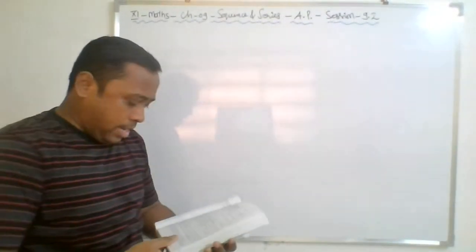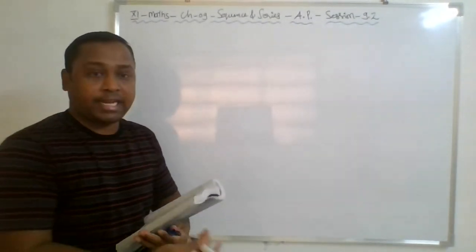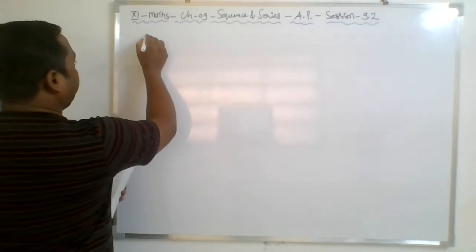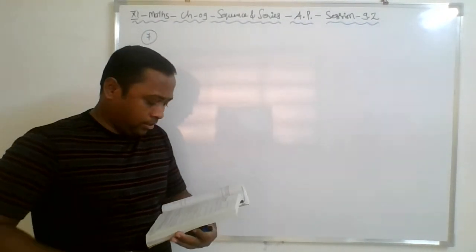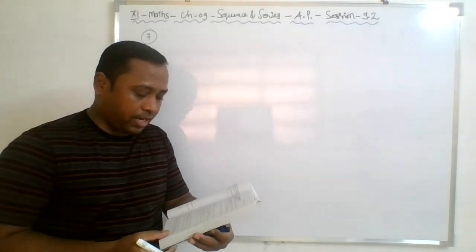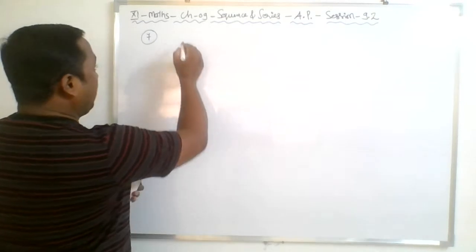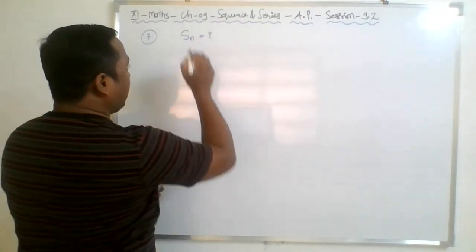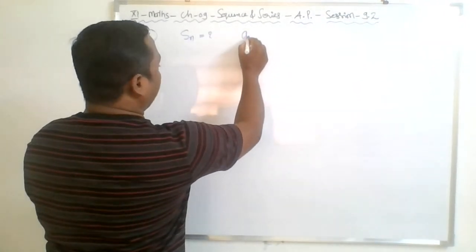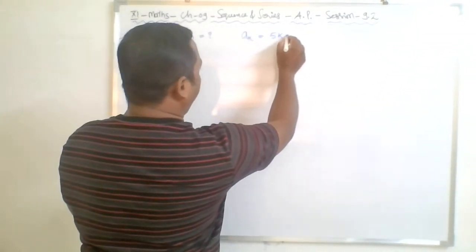So, here I am taking question number 7 from the textbook. Question number 7, right? So, what is given? Find the sum of n terms of an AP whose kth term is 5k plus 1. They were asking to find the sum of n terms of an AP whose kth term, that is a_k, is given as 5k plus 1.